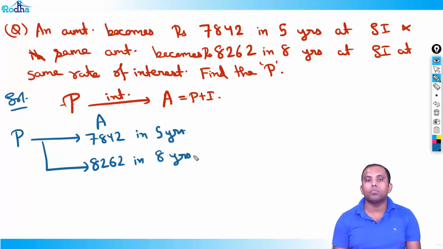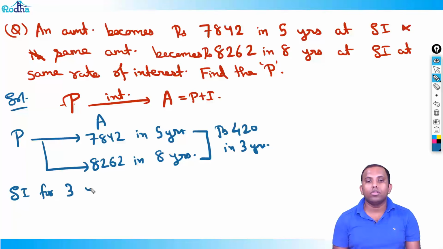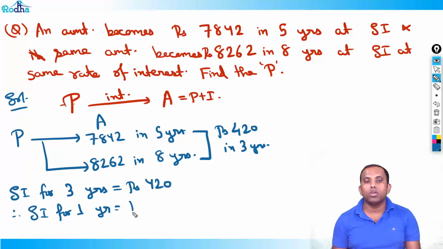So I know that in simple interest, interest is fixed. So I can take the difference here. What is the difference? The difference is rupees 420 in 3 years. That means SI for 3 years is rupees 420. Therefore, SI for 1 year is how much? Rupees 420 by 3, that is 140.